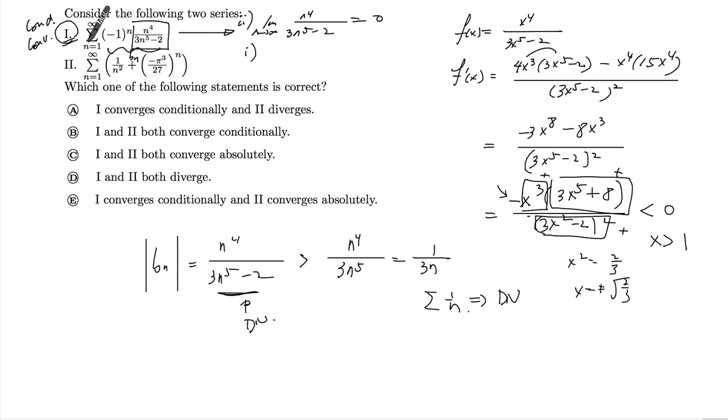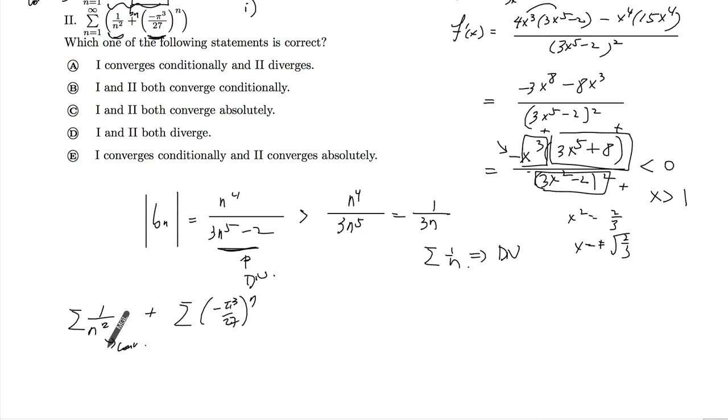Okay, so now we discussed everything we need to know about part 1. So what about part 2? Now part 2, you have to consider these two separately. So this is convergent. This is absolutely convergent by the P series. This is bigger than 1, so it's going to be convergent.